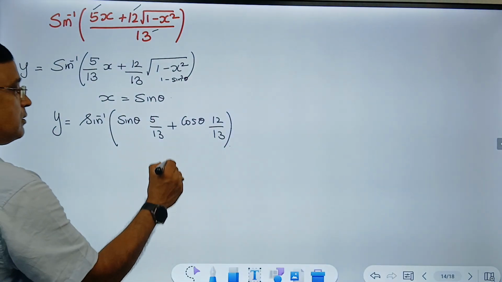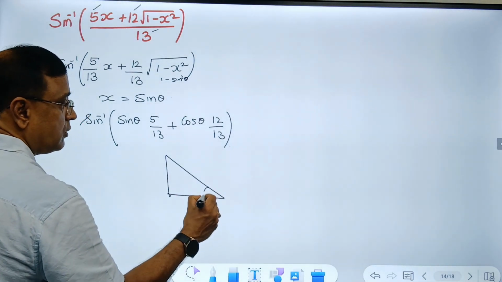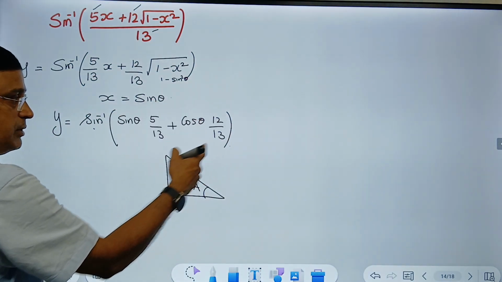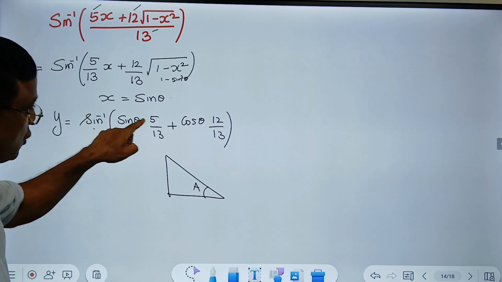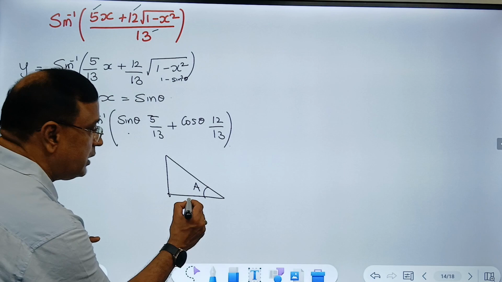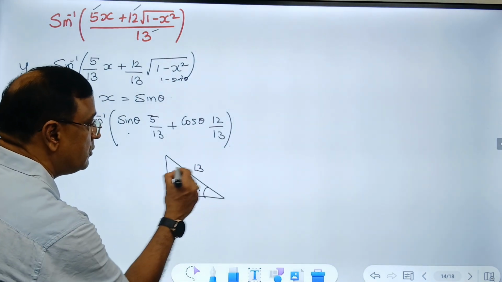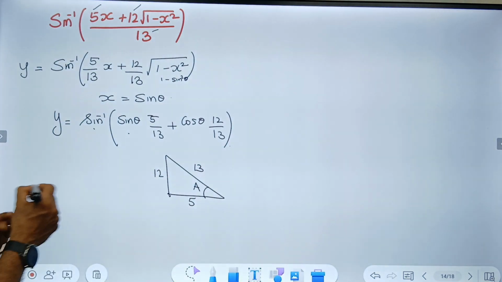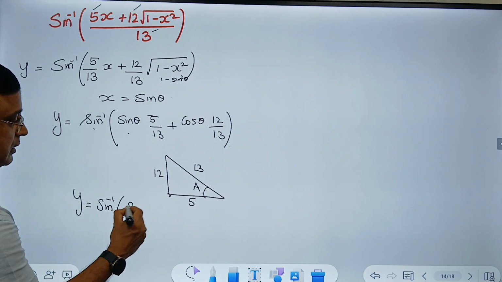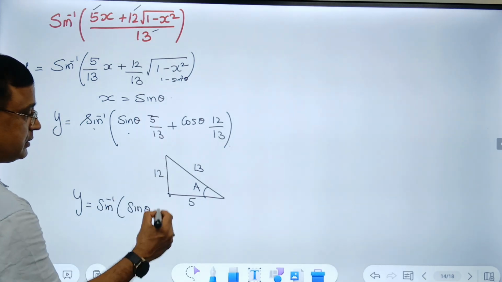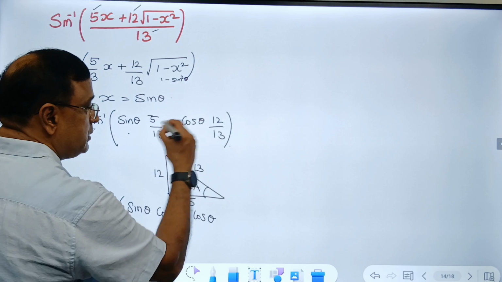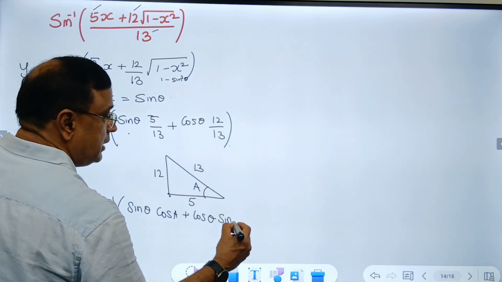Now let me draw a Pythagorean right angle triangle and call this angle as A. I want this entire term in terms of sine. This looks like sine A cos B plus cos A sine B. So this has to be cos. So adjacent by hypotenuse. So obviously this is 12. So looking at this triangle, what do I get? Sine inverse of sine theta, and 5 by 13 is cos A, and 12 by 13 is sine A.